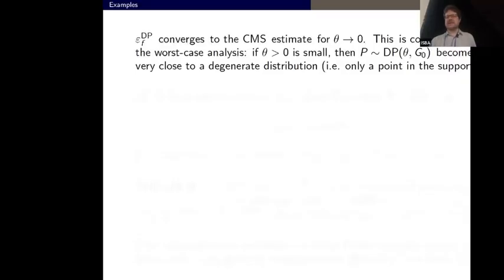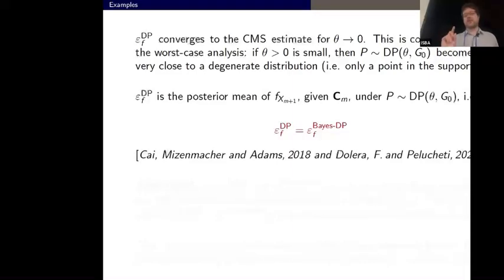Okay, and this estimate that I obtain is coherent with respect to the worst case analysis, because if theta goes to 0, the Dirichlet becomes degenerate in a point, and then what does it mean? It means that I recover the trivial estimates. Okay, so that's coherent with the worst case analysis. And then the other nice thing is the following. The estimates that I obtain coincide with the posterior mean estimates. Okay, so the one obtained by Diana Kai and re-obtained in another work with Emanuele Dolera and Stefano Pelluchetti. So they coincide. The posterior mean estimates coincide with the smoothing estimates.